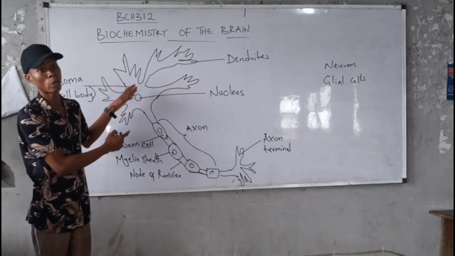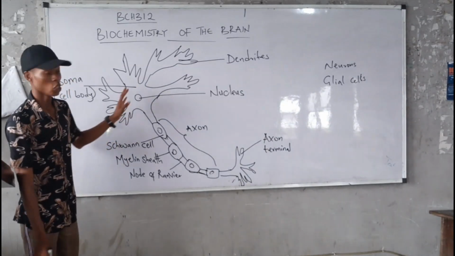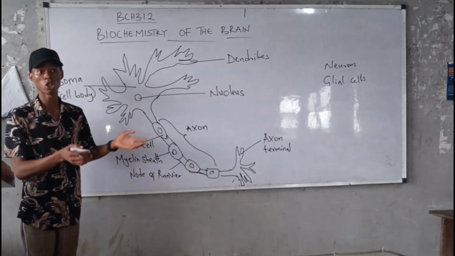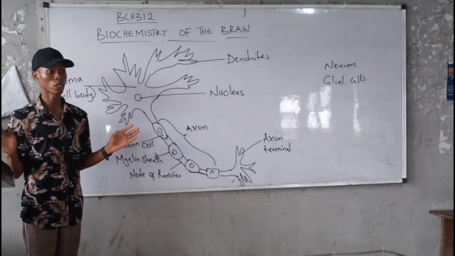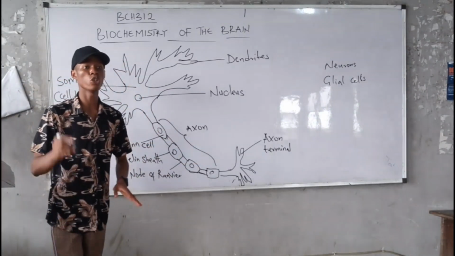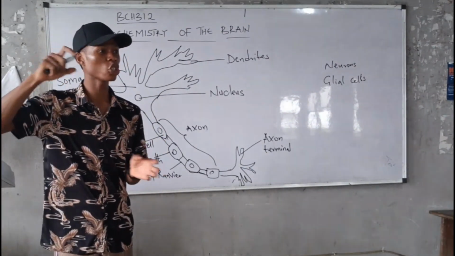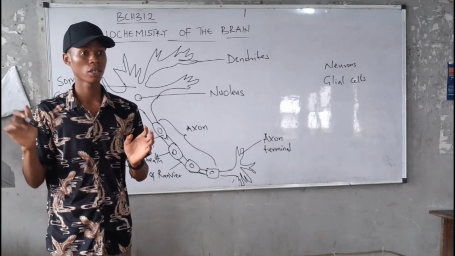Please, this will likely come out, so pay attention. It is very easy to draw. Once you know the function of each part, you can draw it comfortably. Now this is how the neuron looks. And we say the neuron is the functional unit of the brain. The neuron is the functional unit of the brain, right?